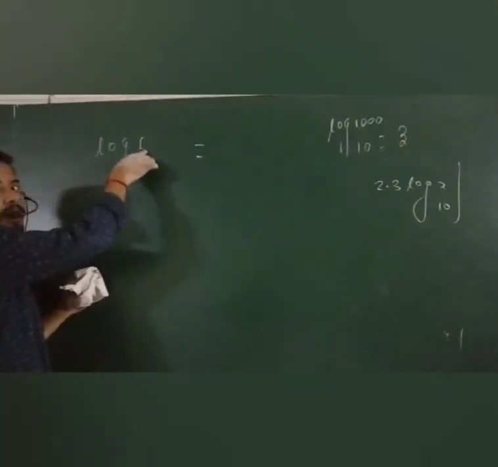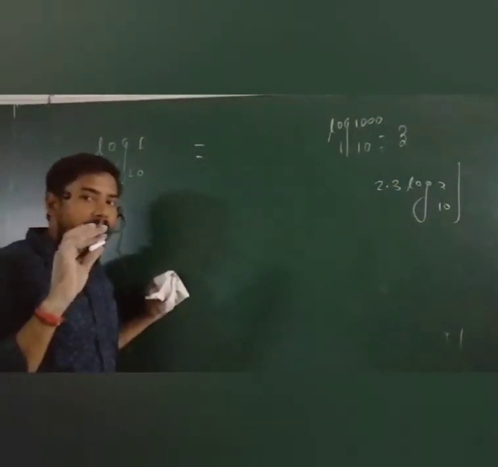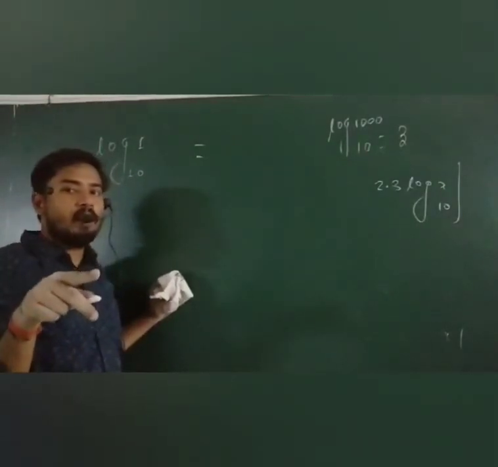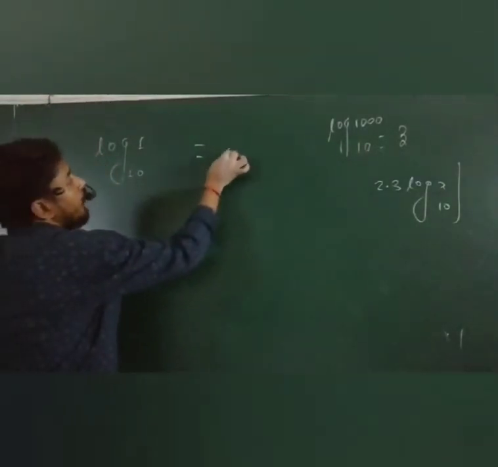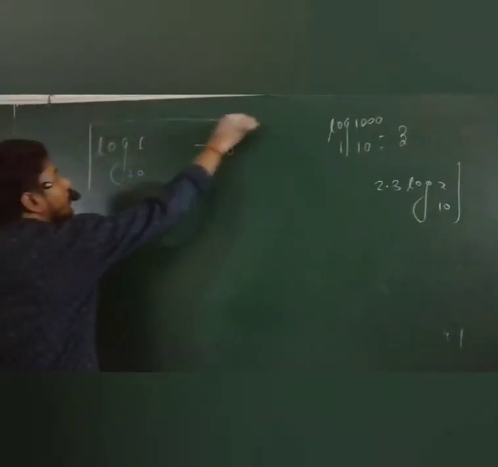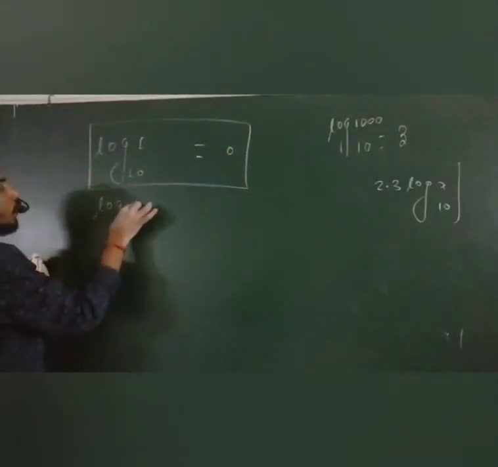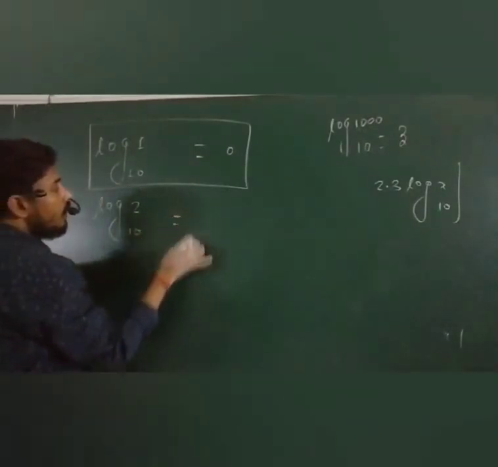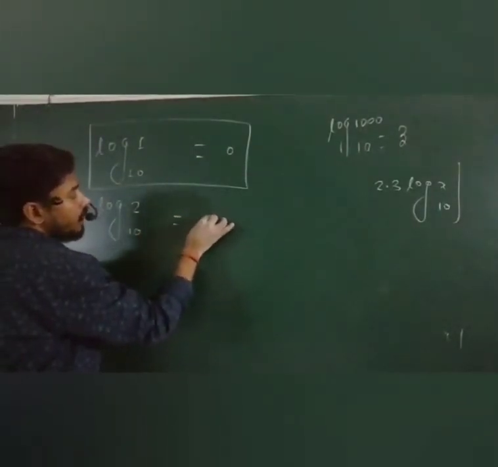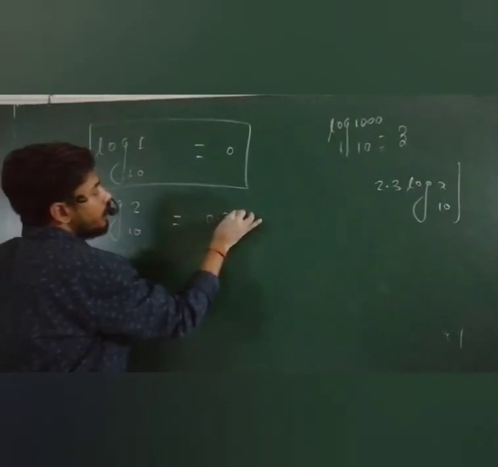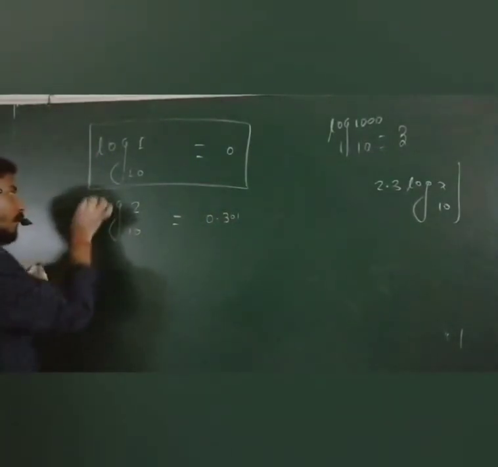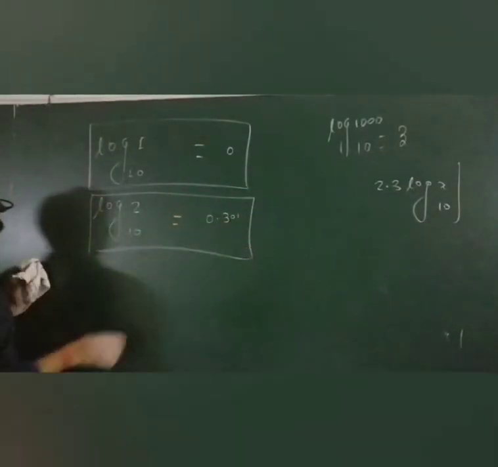So it becomes equal to what? We know that any number whose power is 0 will become what? Its value will be 0. Getting your points? Okay. I am asking about log 2 base 10. This value, I am telling you, is practically calculated as 0.301. You have to remember log 2 base 10 is 0.301.